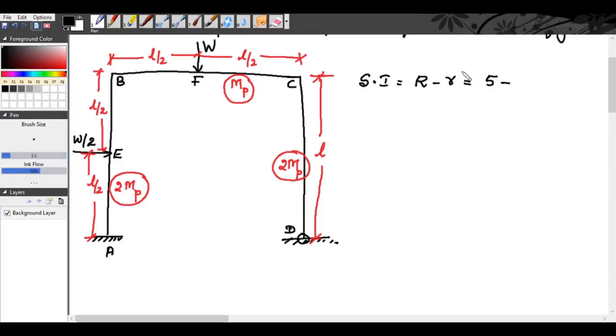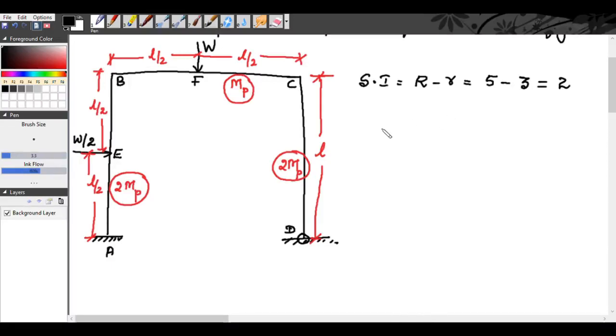The number of equilibrium equations available: we have horizontal reactions and horizontal loads, so the equations available are sigma V is equal to 0, sigma H is equal to 0 and sigma M is equal to 0. That means the number of equilibrium equations available is 3. So, statical indeterminacy is 5 minus 3, which is equal to 2.